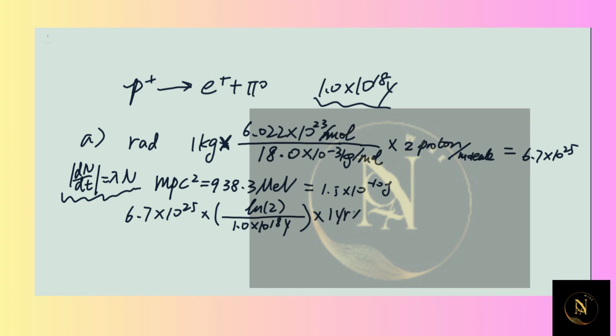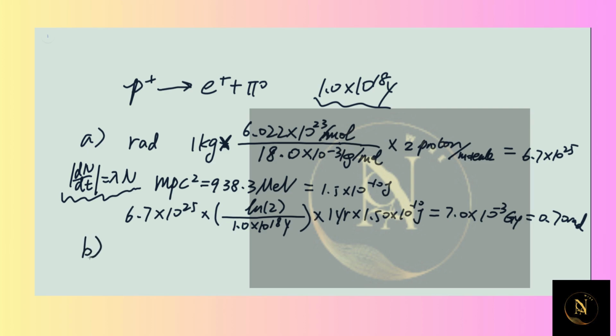Now the time is a year, and the energy per proton is 1.5 times 10^-10 joule. So this gives us a dose of 7 times 10^-3 Gy, which is 0.7 rad.